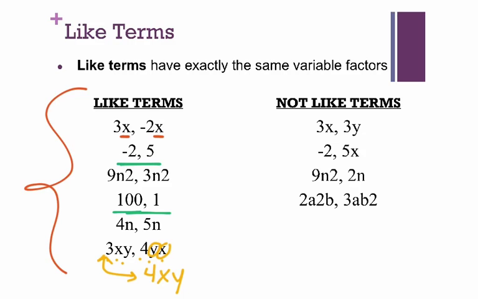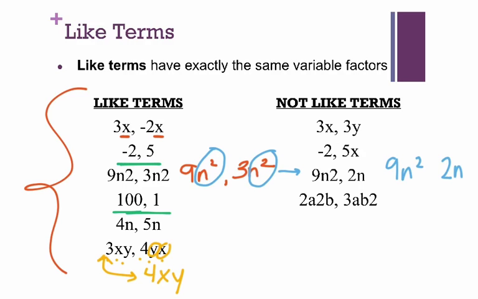Now, this is supposed to say not n times 2. It's supposed to say 9n squared and 3n squared. So that's a little bit confusing. But the variable n is to the second power in both of these terms. That is what makes them alike. Now, in contrast over here, we have 9n squared and just 2n. Even though they both have the variable n, this one has an exponent of 2. Therefore, these are not like terms.